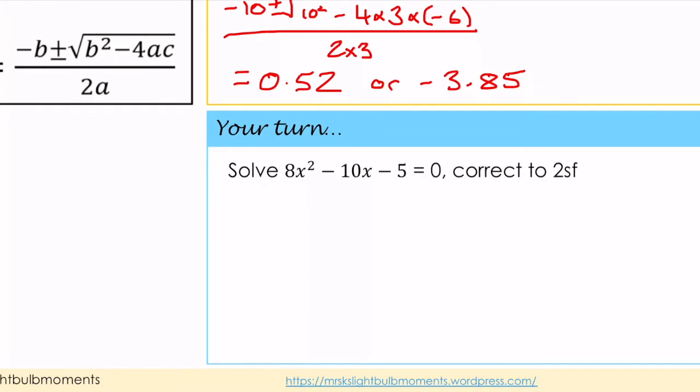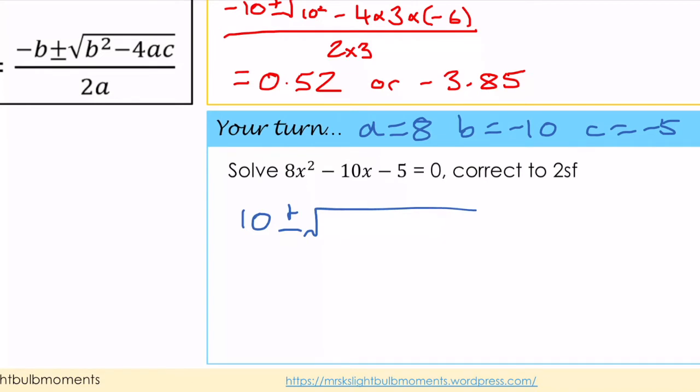All right, should we have a look at this one together? So we should have A equals 8, B equals minus 10, C equals minus 5. When we substitute it in, now remember we've got negatives here, we want minus B. B's already negative, so it's going to be positive. Plus minus square root of minus 10 squared.